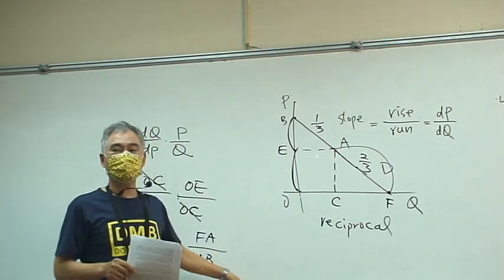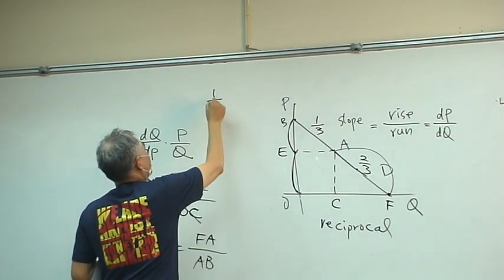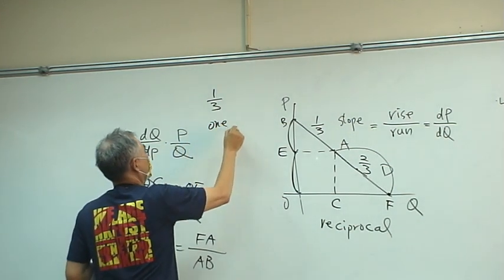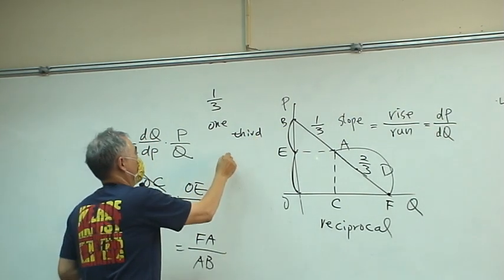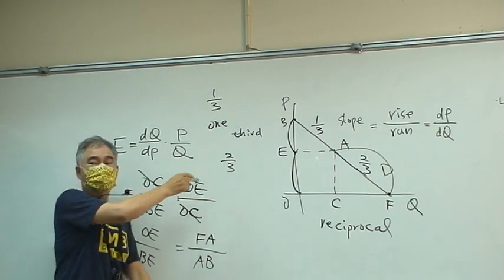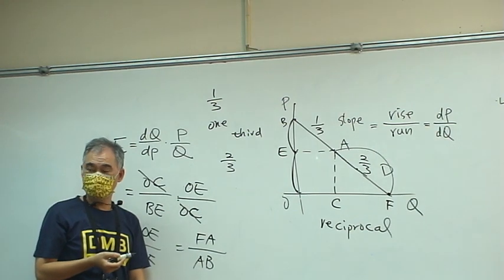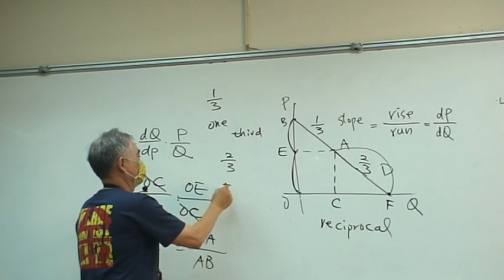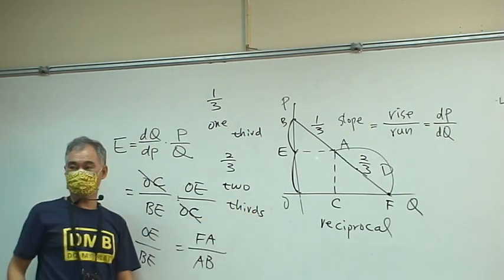So let me tell you how to read this. So this is called 1/3, right? In English, it is called one third. And what about this one? 2/3. How to read it in English? Two thirds. Okay, 2/3.